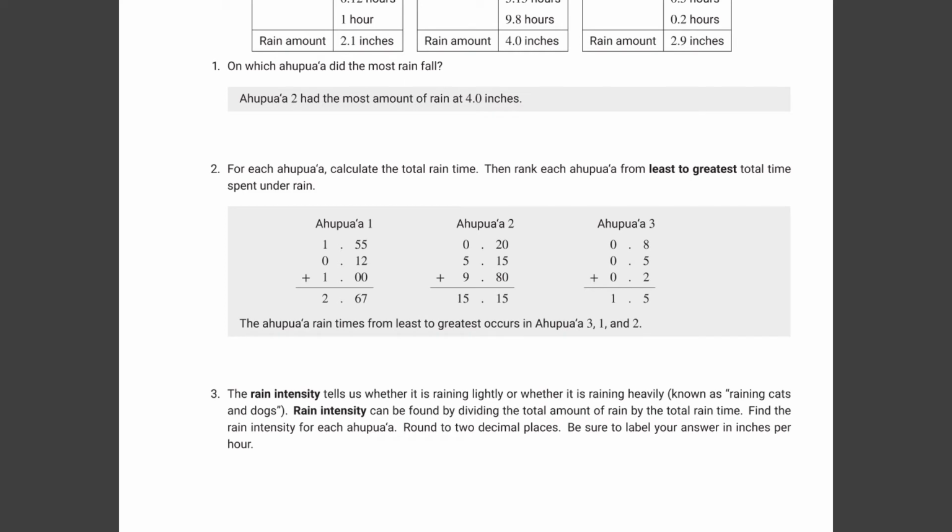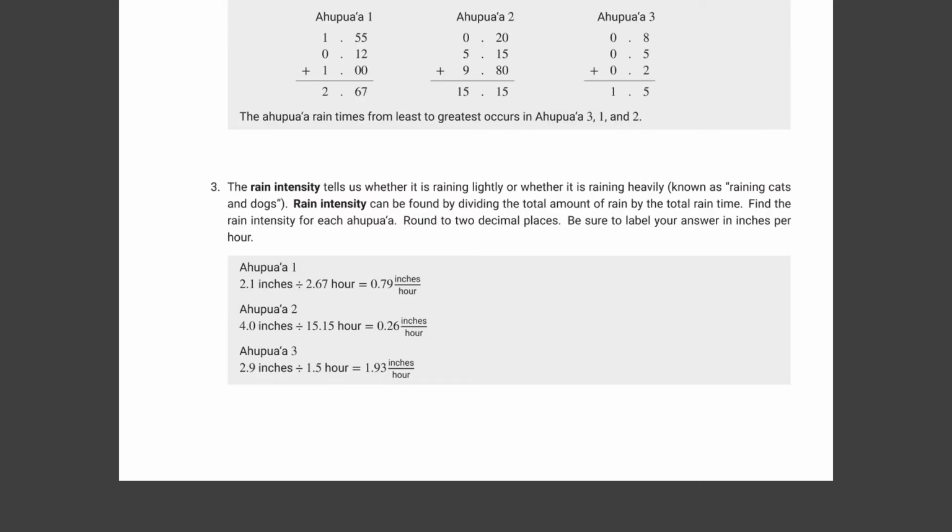For Part 3 of this activity, we'll be calculating something called the rain intensity. This is basically a way to tell us whether it is raining lightly or raining heavily. To calculate rain intensity, we need to divide the rain amount by the rain time. So go ahead and pause the video to do this part. Okay, so here are the results that we get when we divide the rain amounts by the rain times.